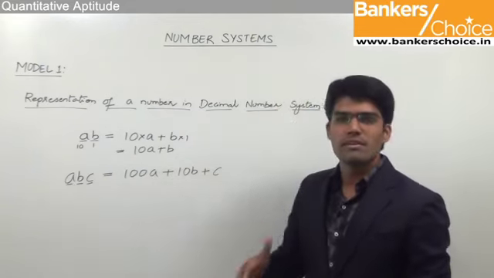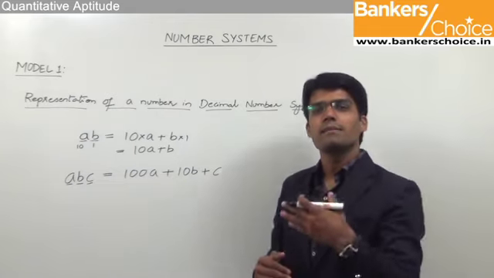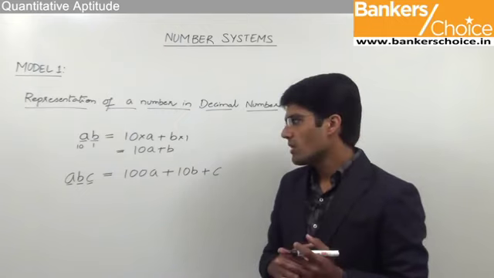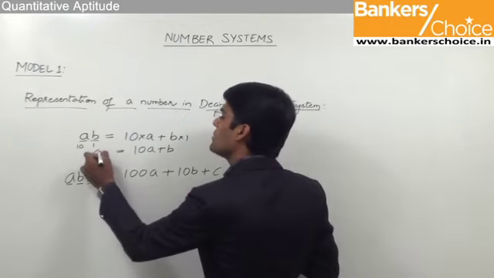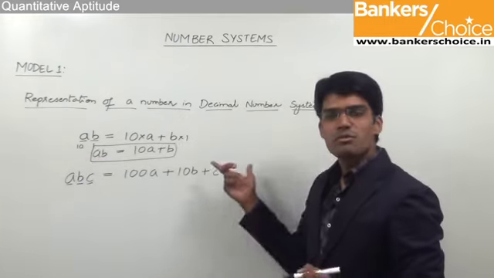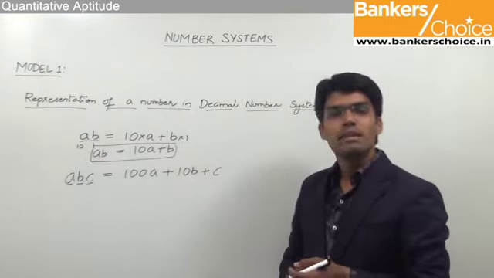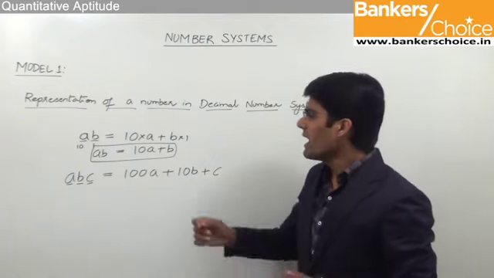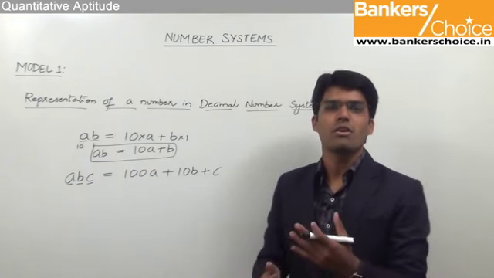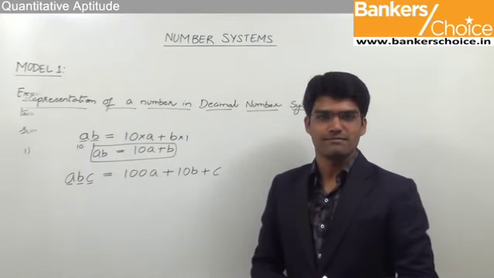Likewise, if there is a 4-digit number, it can be taken as 1000A plus 100B plus 10C plus D and so on. So remember that any 2-digit number AB should always be taken as 10A plus B, and 3-digit number should be taken as 100A plus 10B plus C. So with the help of this point, let us see how can we solve the questions related to interchanging of digits of the given number.